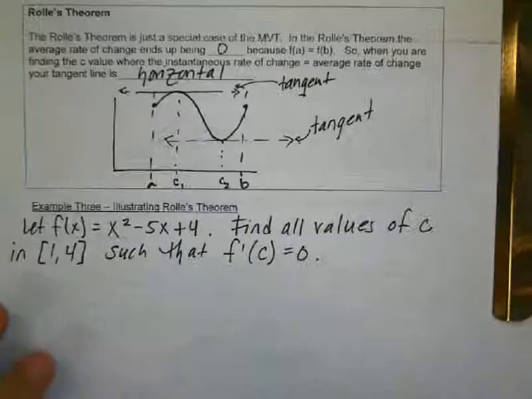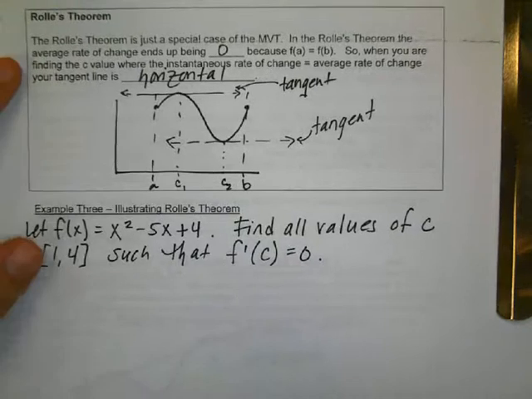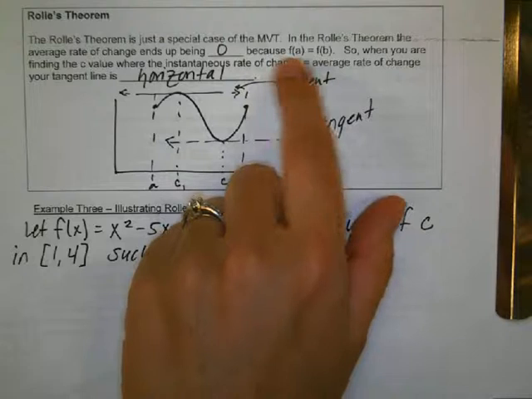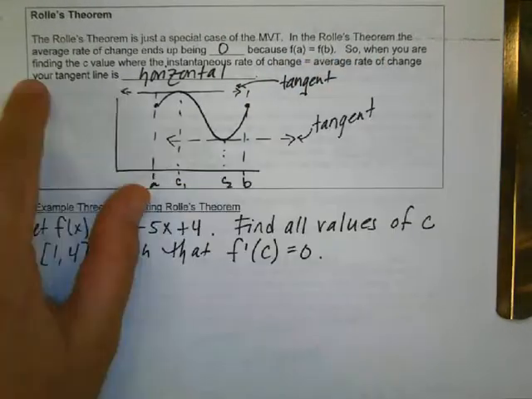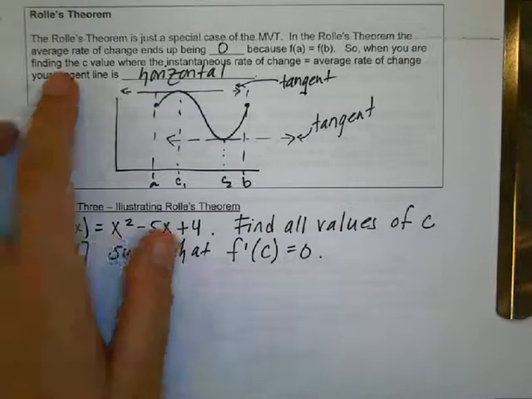All right, so Rolle's theorem. Rolle's theorem is just a special case of the mean value theorem. In Rolle's theorem, the average rate of change ends up being 0 because your y values at your endpoints end up being equal. So when you're finding a c value where the instantaneous rate of change equals the average rate of change, your tangent line ends up being horizontal.